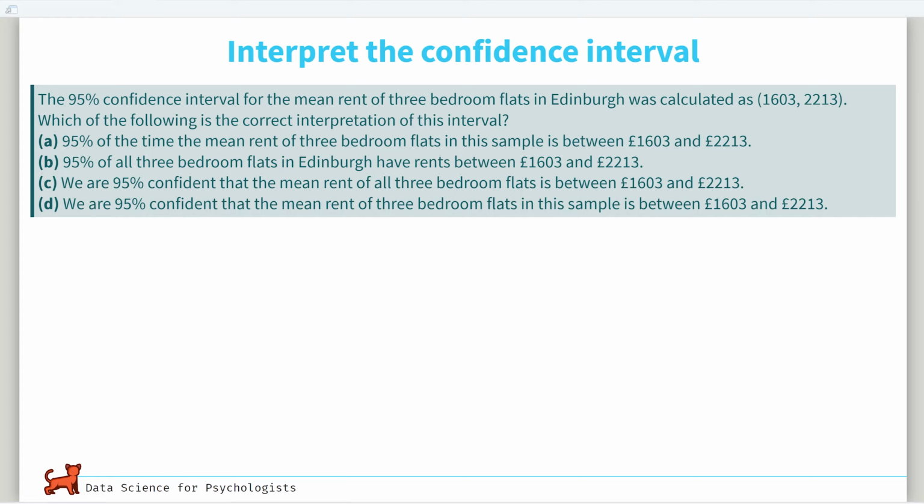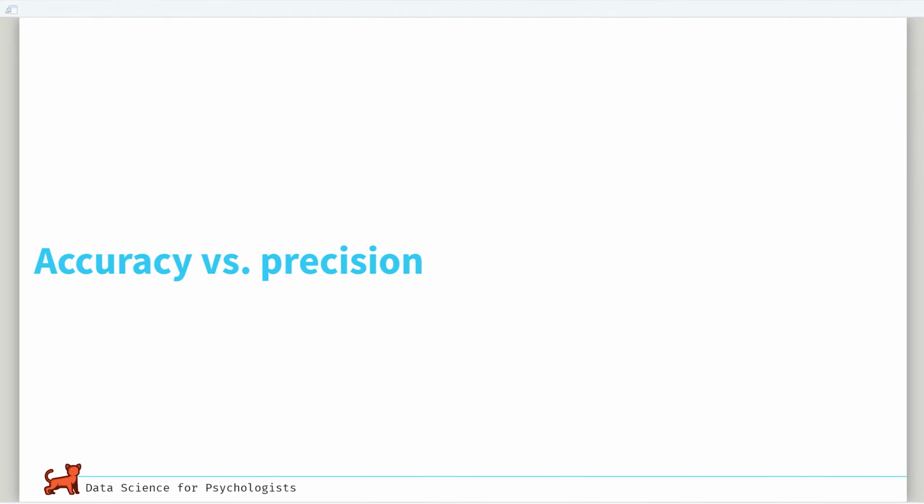A: 95% of the time, the mean rent of 3-bedroom flats in this sample is between 1,600 and 2,200. B: 95% of all 3-bedroom flats in Edinburgh have rents between 1,600 and 2,200. C: We are 95% confident that the mean rent for all 3-bedroom flats is between 1,600 and 2,200. Or D: we are 95% confident that the mean rent of 3-bedroom flats in this sample is between 1,600 and 2,200. Okay, I'll leave that as an exercise for you. And if you're still unsure after, I'm happy to let you know.